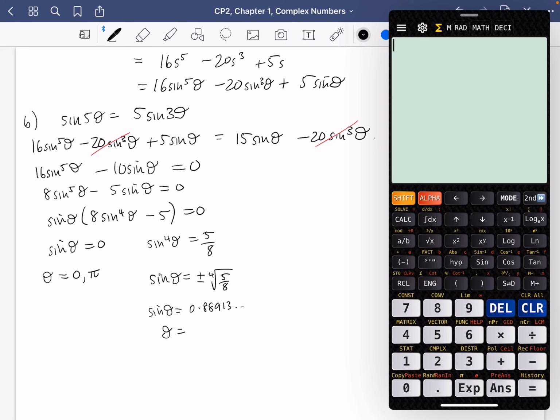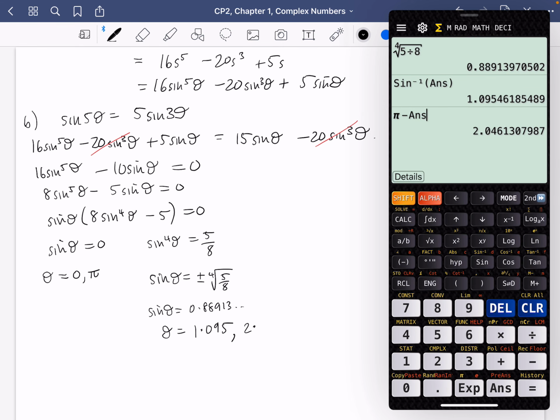Let's just clear that for a second. Sorry. I'm going to do the inverse sine to this, and I get 1.095 to 3 decimal places. And the other one we know that we find by doing pi minus the answer, which is 2.046 to 3 decimal places.